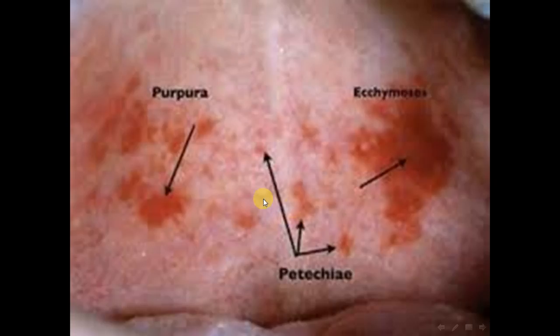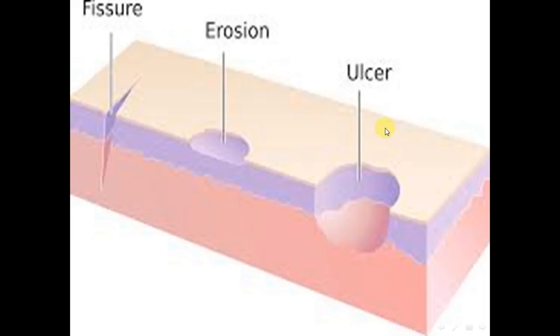We have petechiae that are pinpoint bleeding. If it is less than 1 centimeter, it's called petechiae. If it is more than 1 centimeter, it's called ecchymosis. We have ulcer, erosion, and fissure. How do we differentiate between these terms? The ulcer is a sloughing area of the epiderm and part of the derm, while erosion is only sloughing of the epiderm. The fissure is a linear crack in epiderm and derm.